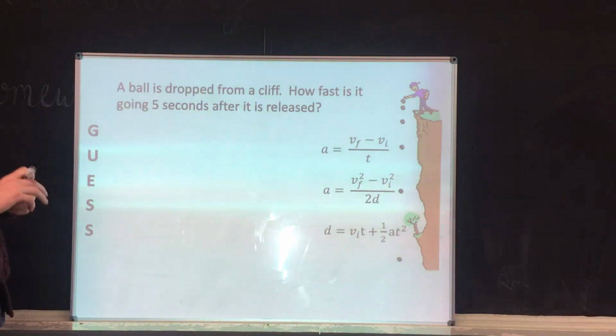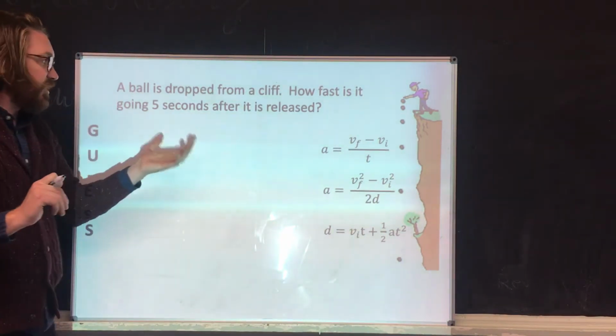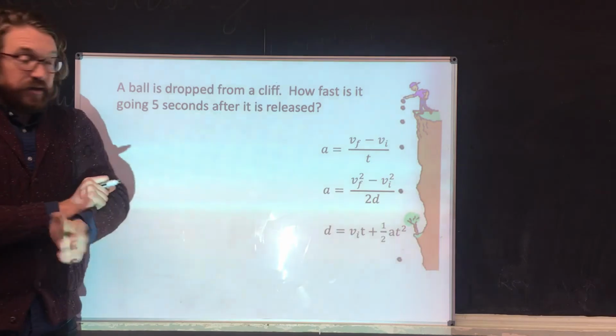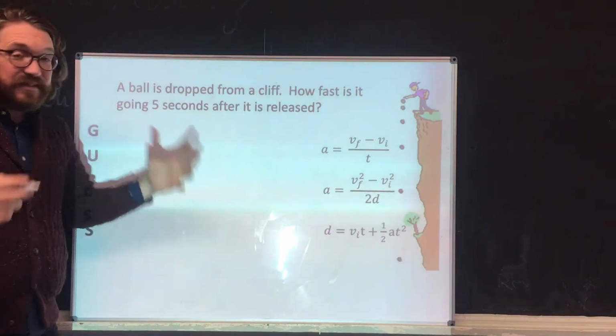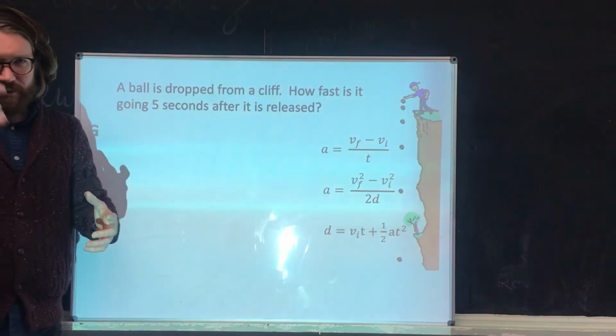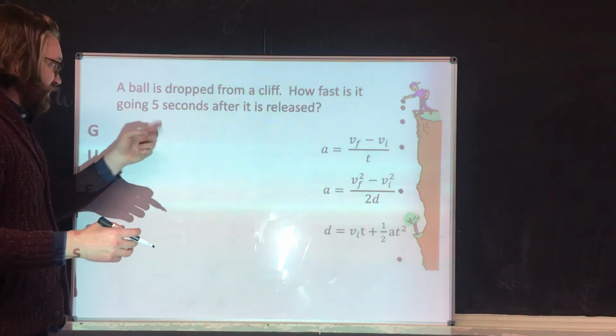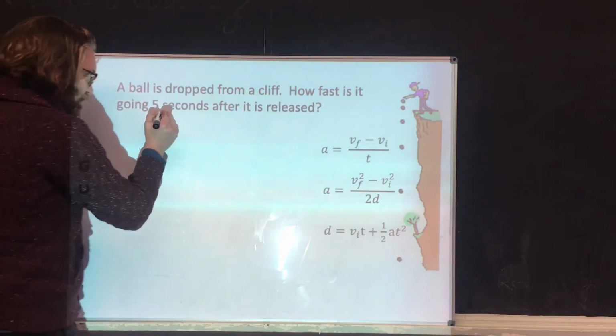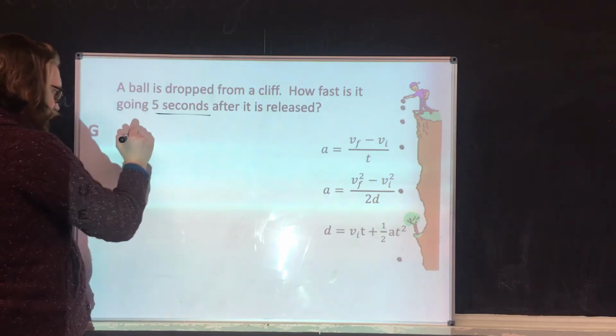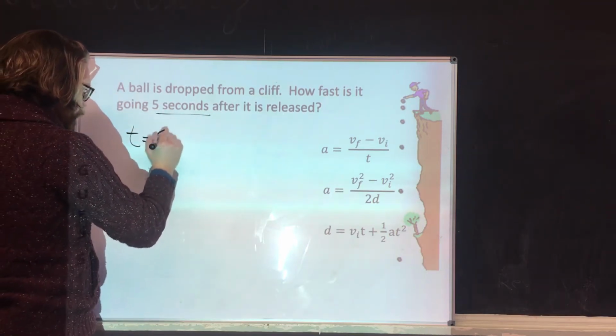Okay, a ball is dropped off from a cliff. How fast is it going 5 seconds after it's released? So it doesn't seem like we have a lot of information, but if we think about it, we know more than we actually think we do, okay? So the only number I see here is 5 seconds, right? And 5 seconds is always going to be our time.